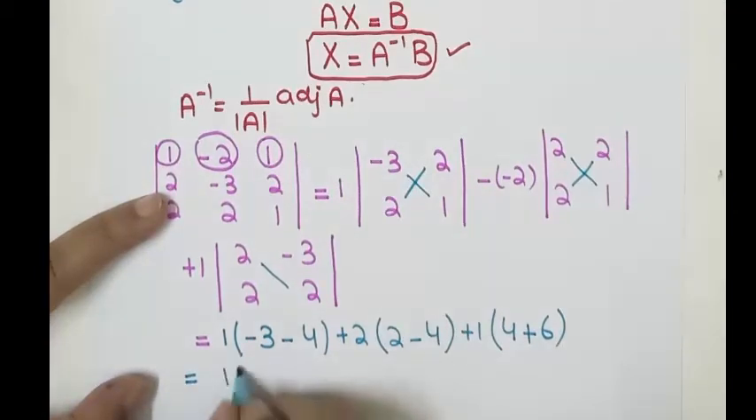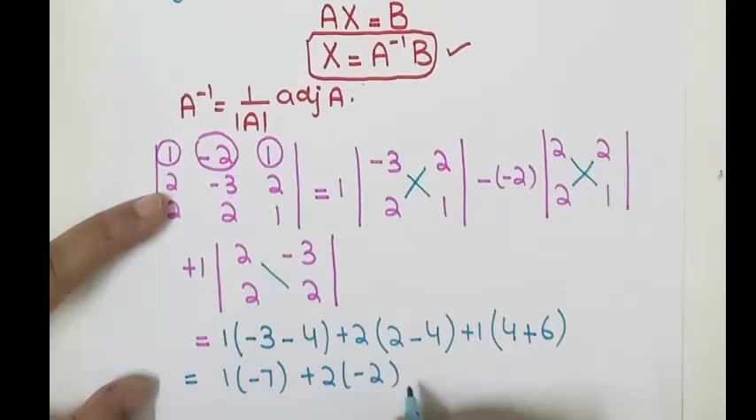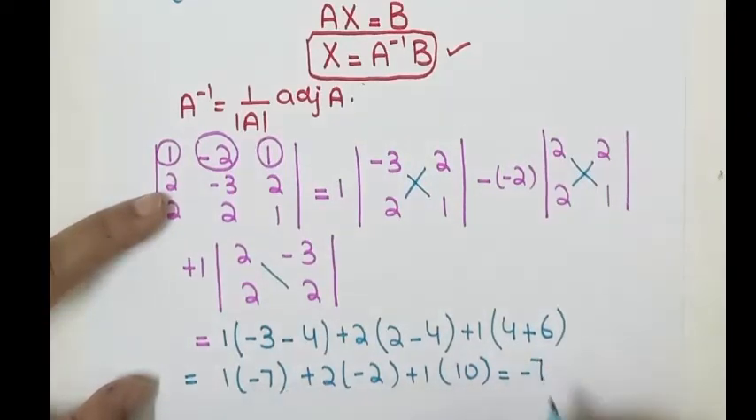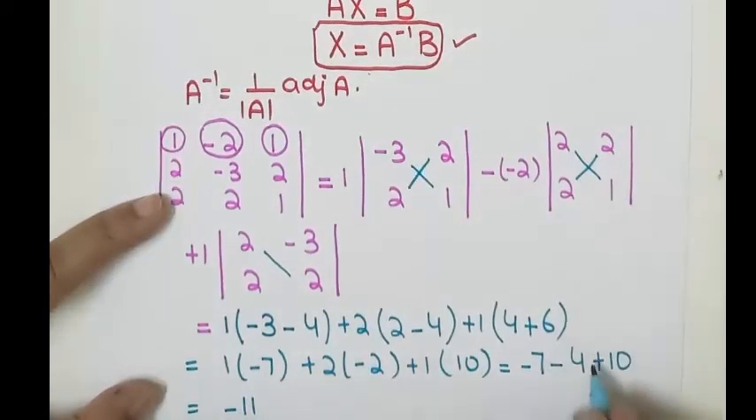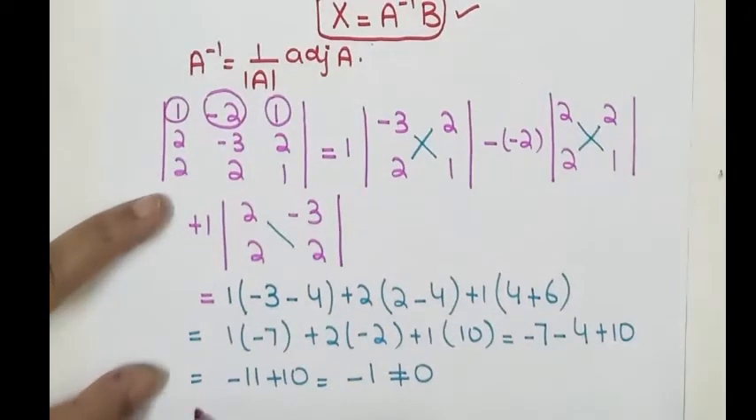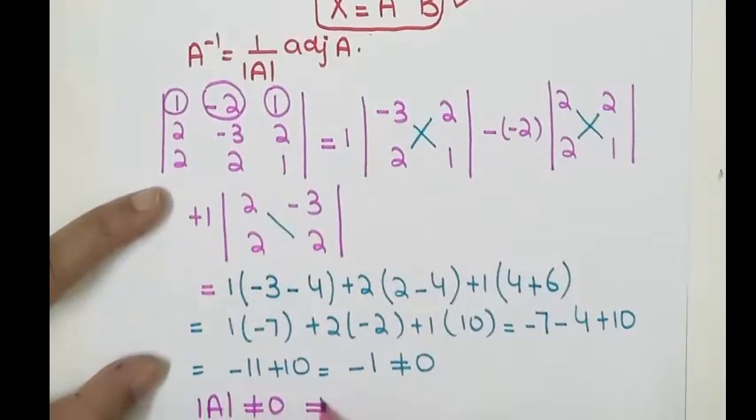This is equal to 1 minus 7 plus 2 minus 2 plus 1 10. This is equal to 1 minus 7 times is minus 7, minus 2 times 4, plus 10. This is minus 7 minus 4, minus 11 plus 10. This is equal to -1, which is not equal to 0. If the determinant is not equal to 0, it means the inverse exists.